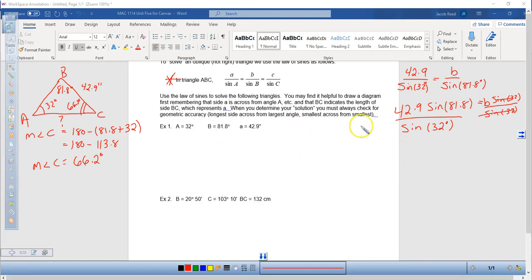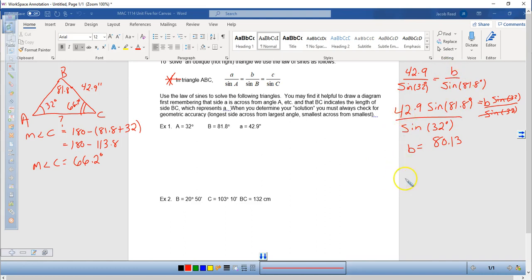Make sure your calculator is in degree mode. Since we're talking about degrees, make sure it's in degree mode. And I type this into my calculator, and I get that side B is 80.13.